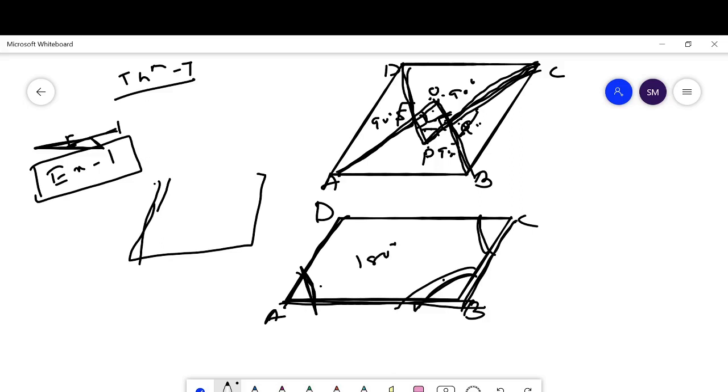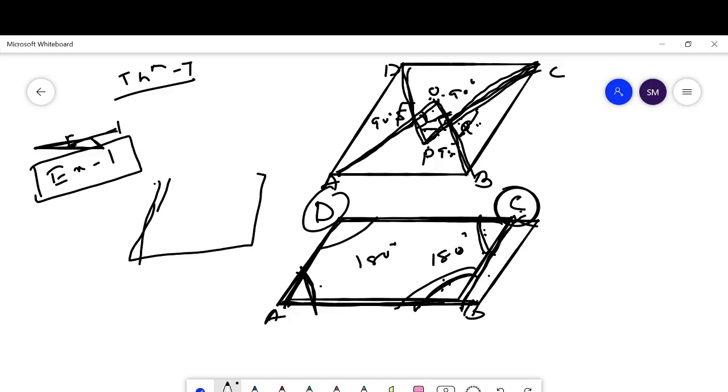Then for angle B, we have also proved that the sum of angle B and angle C is 180 degrees. Here AB is parallel to CD and BC is the transversal. When CD is parallel to AB and BC is the transversal, then angle B and angle C are co-interior angles, so they are supplementary to each other, meaning the sum of these two angles is also 180 degrees. In the same way, we can prove that the sum of angle C and angle D is 180 degrees and the sum of angle A and angle D is also 180 degrees.